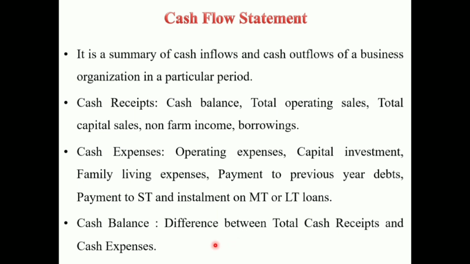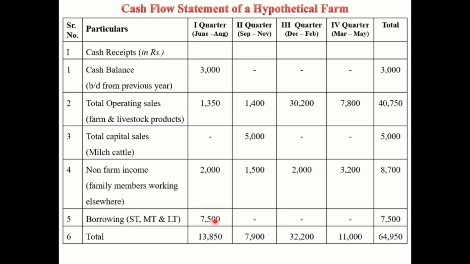Now we are going to see the pro forma of cash flow statement. This is a cash flow statement of a hypothetical farm. You can see here these are the cash receipts, that is cash balance, total operating sale, total capital sale, non-farm income and borrowing. Total is the total cash receipt. This cash flow statement is prepared quarterly, first quarter, second quarter, third or fourth, and the last column is the total for the year for the specific components of the cash receipt.